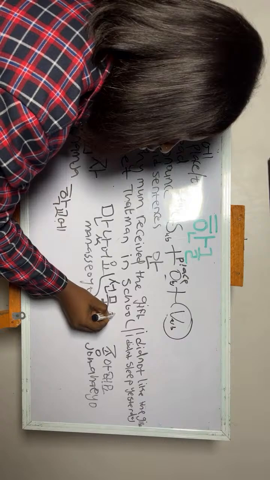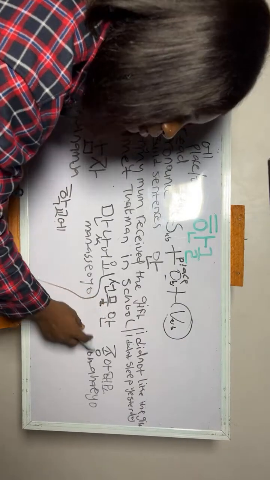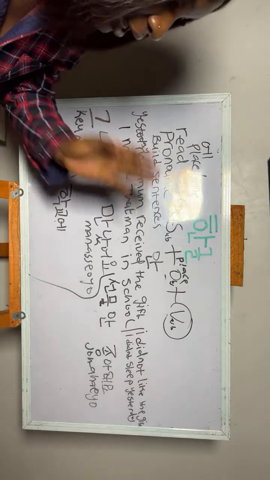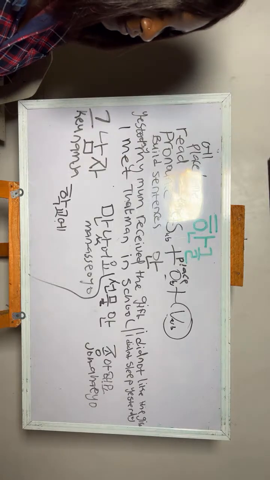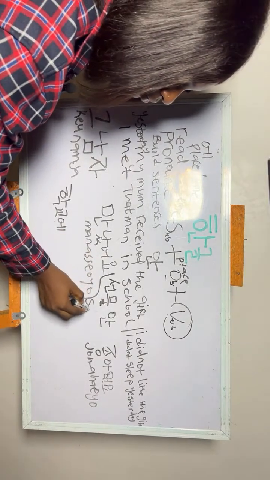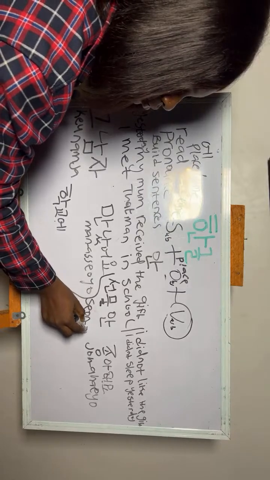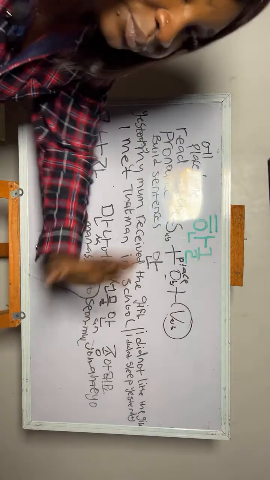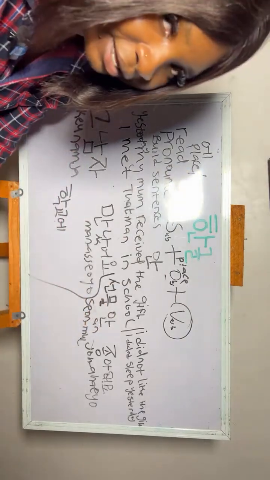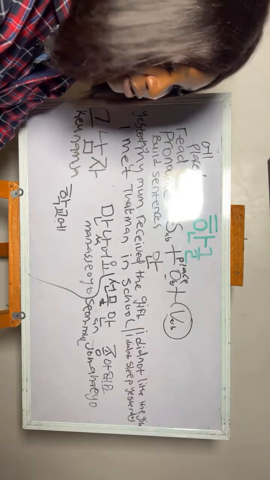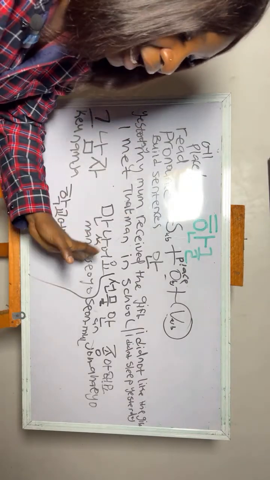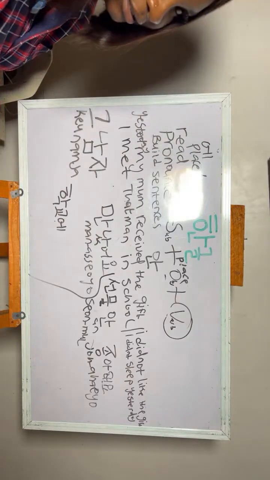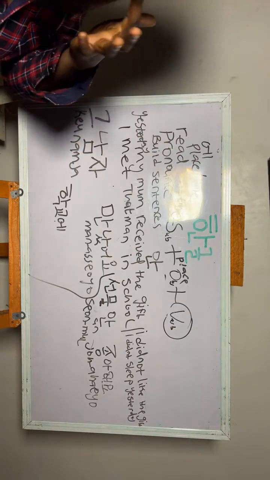선물 안 좋아했어요. So 선물 안 좋아했어요. I didn't like the gift. And this is present tense: 선물 안 좋아해요. I don't like the gift. But 선물 안 좋아했어요. I didn't like the gift. I did not like the gift. So present tense and past tense.